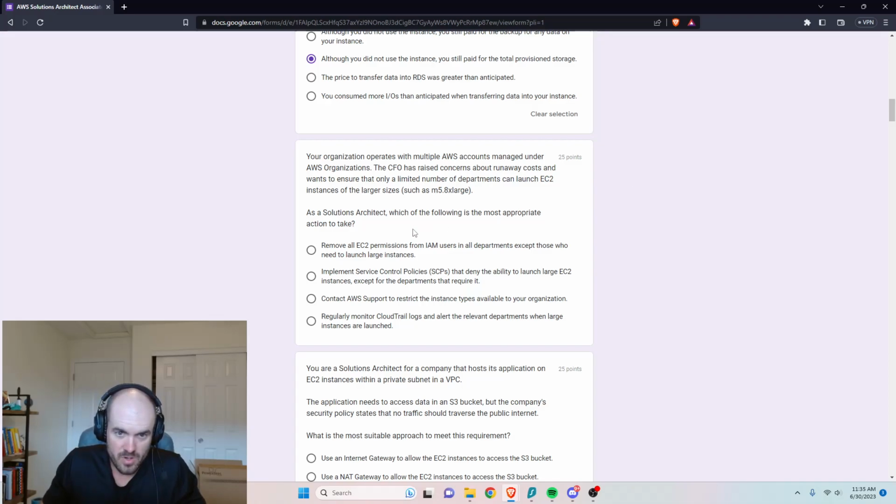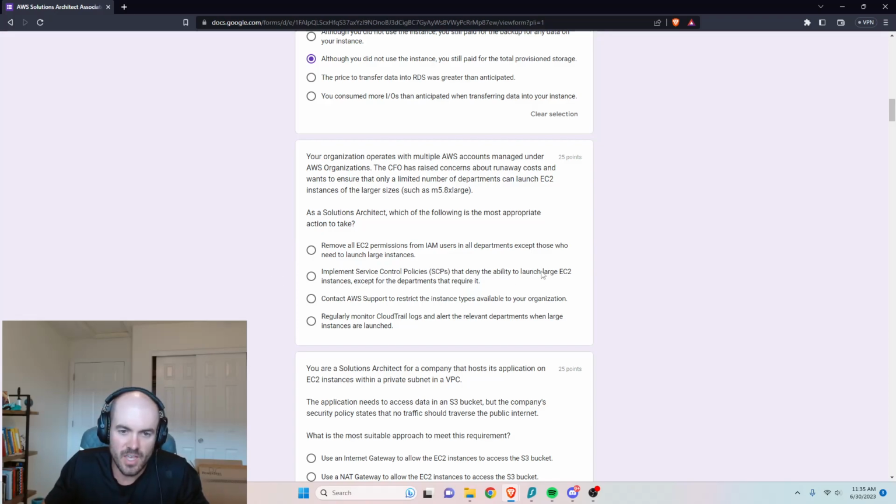Let's see, so remove all EC2 permissions from IAM users in all departments except those who need to launch large instances. Probably don't want to do that because if you remove all EC2 permissions, then they can't do anything with EC2, and all you want is for them not to be able to launch larger instances, so I'm going to rule that one out. Implement service control policies that deny the ability to launch large EC2 instances except for the departments that require it. That's definitely promising because, again, we are in an organization here, and SCPs set the guardrails and say what is and is not possible.